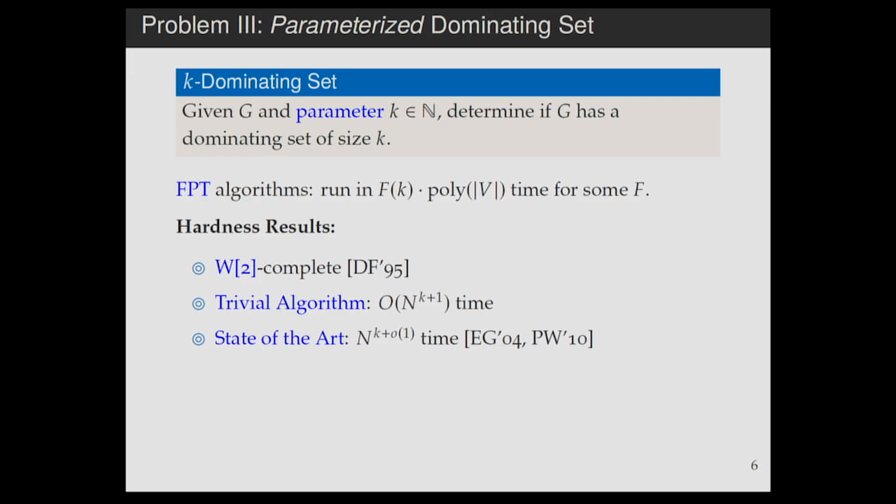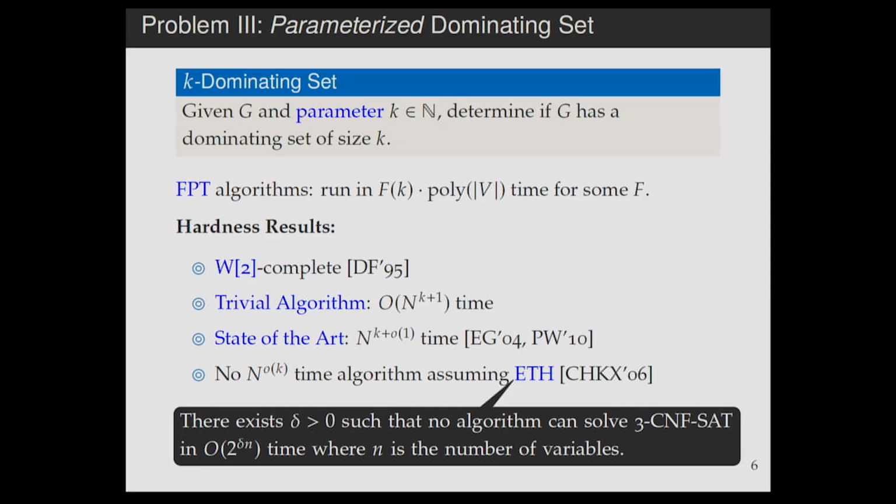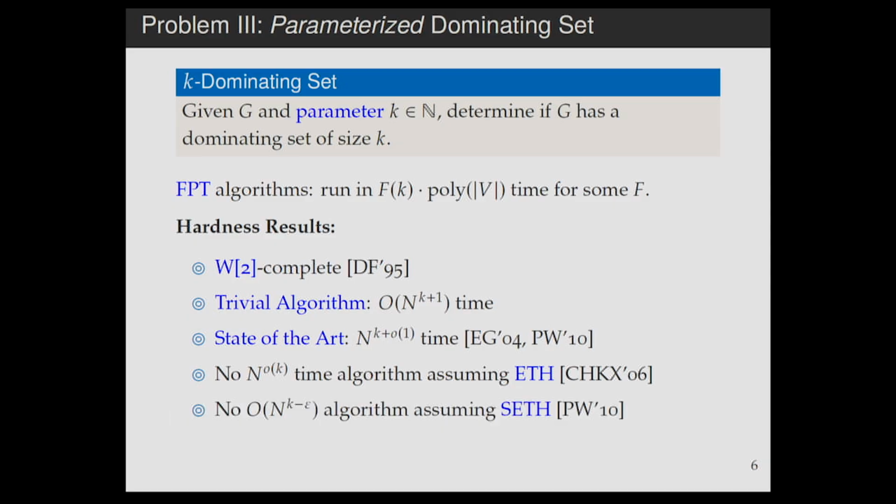And it turns out that you can shave off this plus 1, and you can get n^(k+o(1)) running time too. And on the lower bound side, if you assume ETH, then you can show that you cannot get n^(o(k)) time. And I think at this point, everyone already knows ETH, but I'm just flashing it up here.